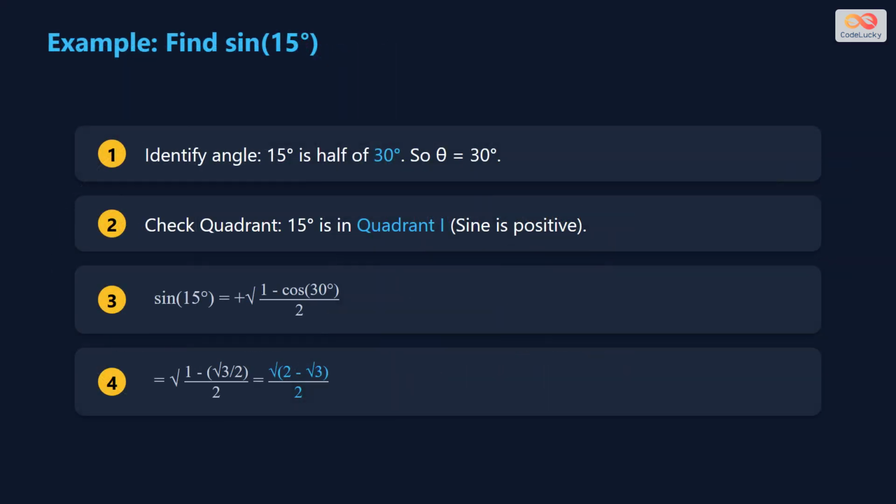Let's walk through an example. Suppose we want to find the exact value of sine of 15 degrees. First, we recognize that 15 degrees is half of 30 degrees, so our theta is 30. 15 degrees is in the first quadrant, so our result will be positive. Substituting cosine of 30, which is square root of 3 over 2, into our formula, we simplify the expression to get the square root of the quantity 2 minus root 3, all over 2.